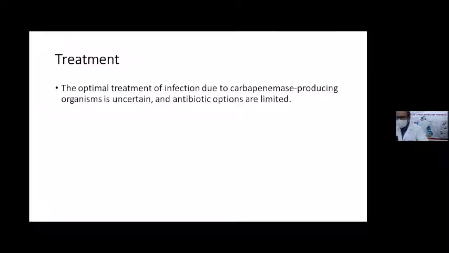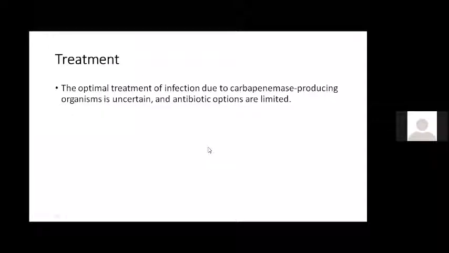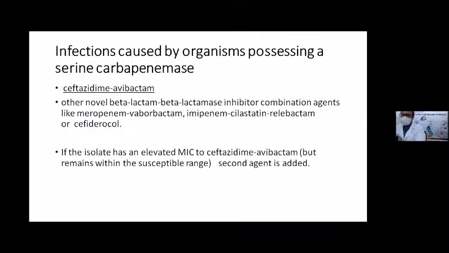Now treatment. Once we get the result, we give you a report. Now here is a catch. How to treat? Optimum treatment is uncertain. There are no strict guidelines. There are not enough randomized controlled trials. Most of them are based on observational studies. So it is very sketchy and hazy, but still I'll try to make it as simple as possible. Basically, I'll be discussing treatment based on whether the strain is producing serine carbapenemase or oxa carbapenemase.